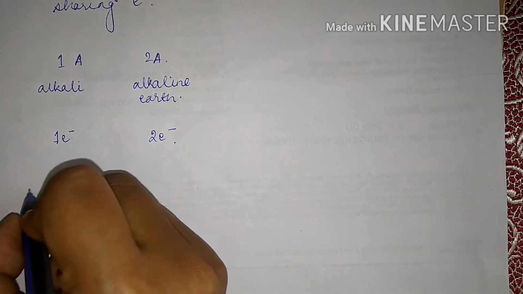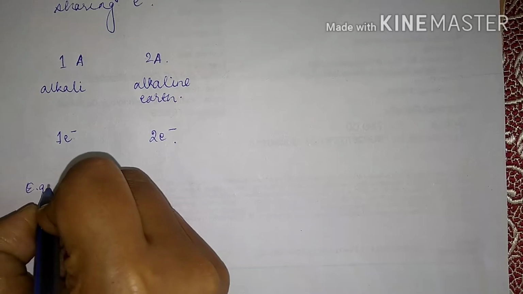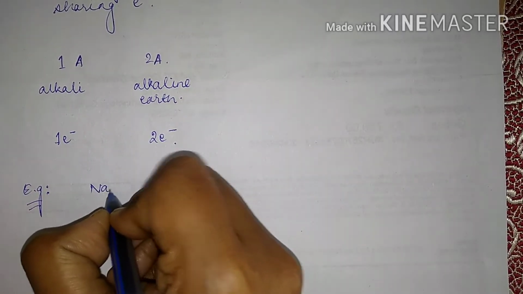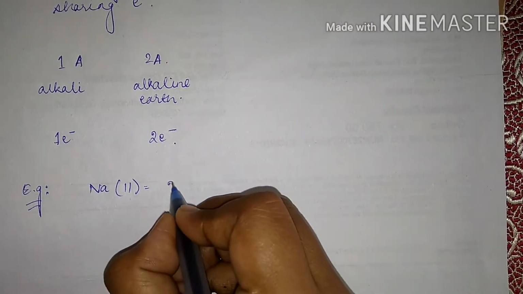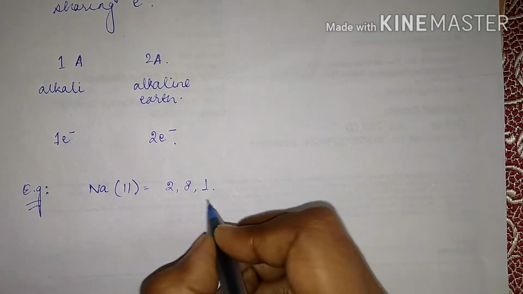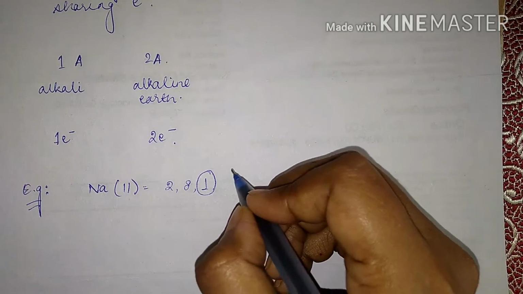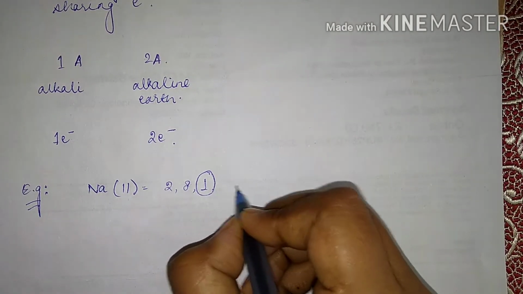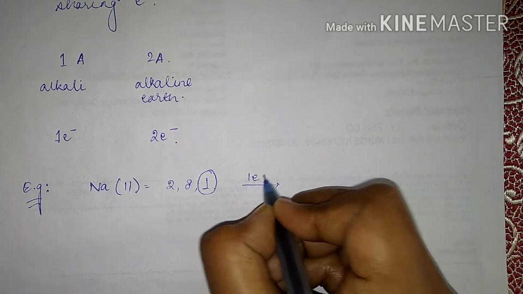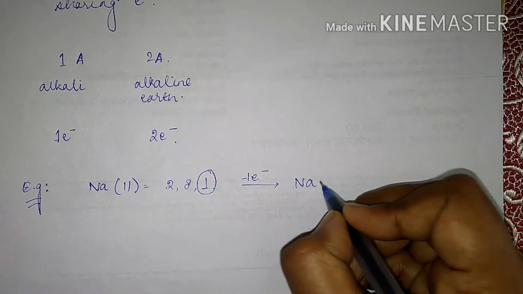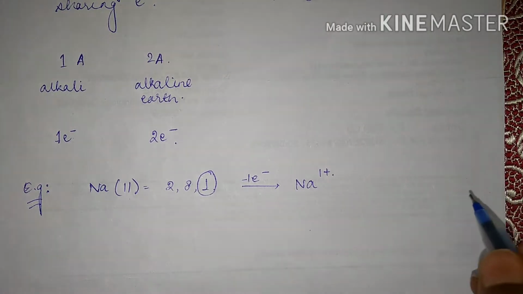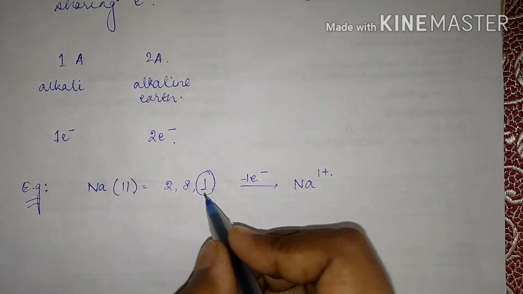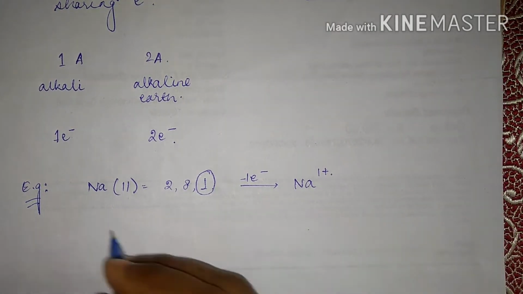For example, if we take sodium with atomic number 11, the electronic configuration is 2, 8, 1. So in the last shell, or the valence shell, it has 1 electron, so it can easily give away 1 electron and become Na positive, Na+, to gain stability like its nearest noble gas, that is neon.